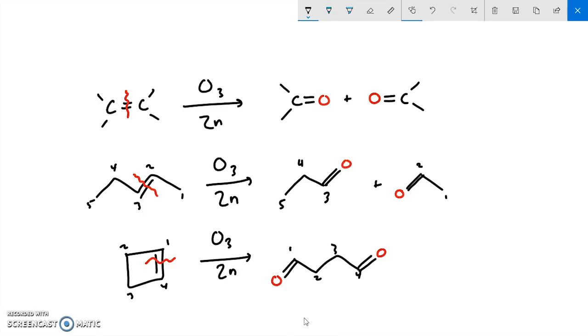So there you have it, the 3 oxidation reactions for an alkene. We have combustion, hydroxylation, and also ozonolysis.